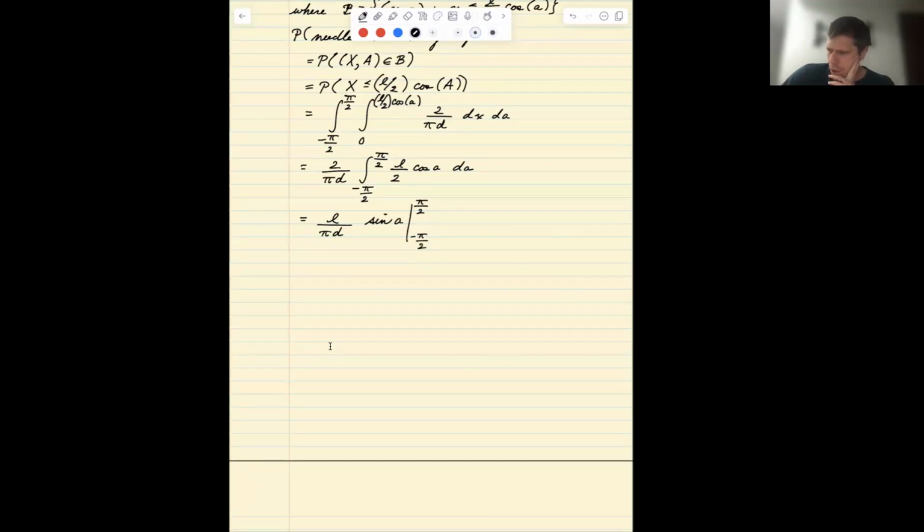Okay. What's the sine of pi over 2? It's 1. What's the sine of minus pi over 2? It's minus 1. So it's 1 minus negative 1. So that's 2. And so the probability is 2L over pi d.